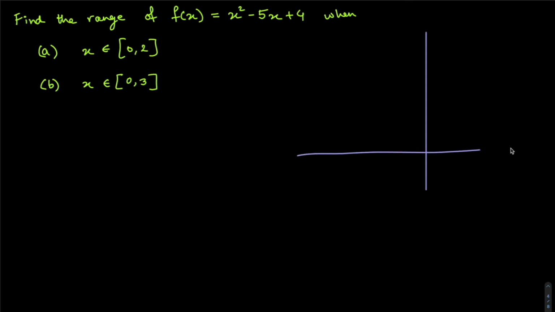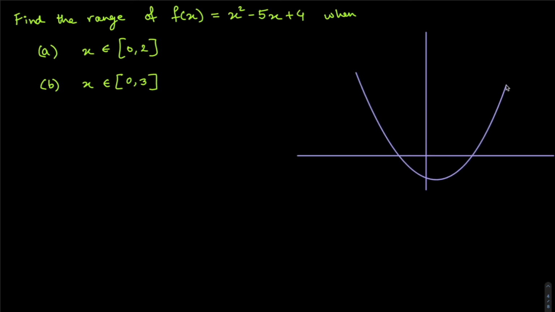I'm going to try to get a visual of it as best as I can. So it's an upward facing parabola. It doesn't really matter whether I draw it like this or like this. As long as I draw an upward facing parabola, my conditions are satisfied. So I have maybe something like this.